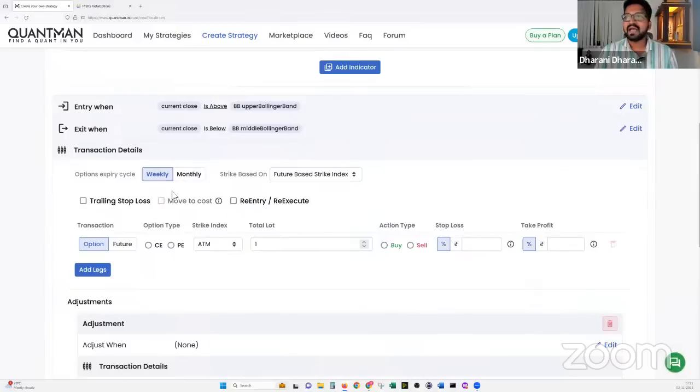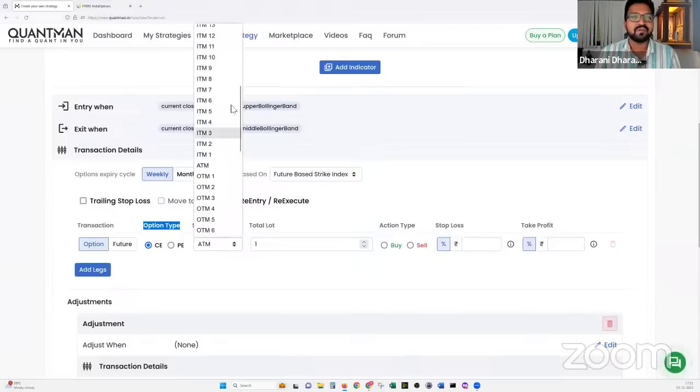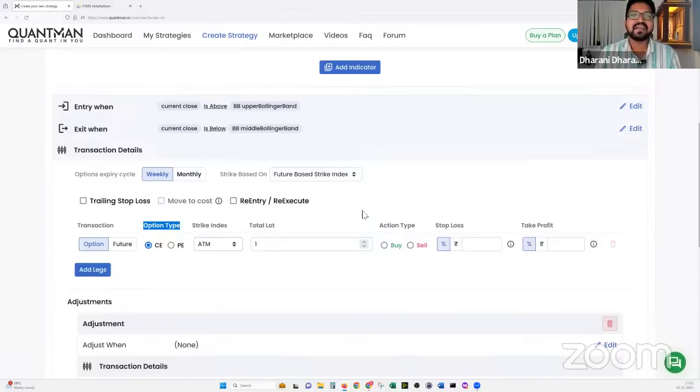Okay, so now I'm going to buy a call option. It's going to be very simple. I select a weekly option and not a monthly option. I select call, you can see the option type. I'm going to take ATM. ATM, OTM1, I prefer ATM. Then action type is going to be buy. I'm going to buy a call option which is ATM.